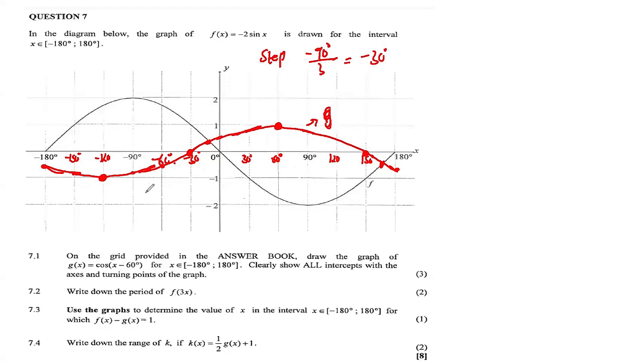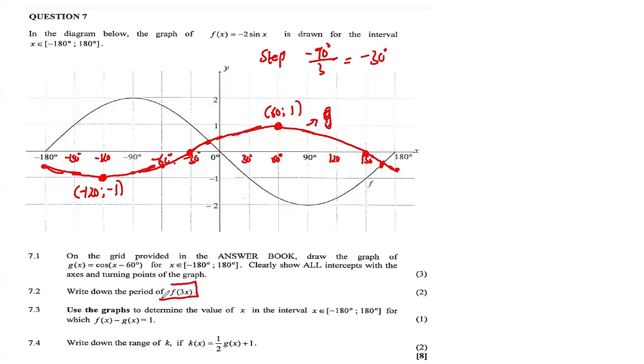So we have our turning points there. The turning point here is occurring at negative 120 to negative 1. And then here it is occurring at 60 degrees is to 1. And then we have our intercept at negative 30 and positive 150. Right. Okay, then 7.2 says, write down the period of f(3x).